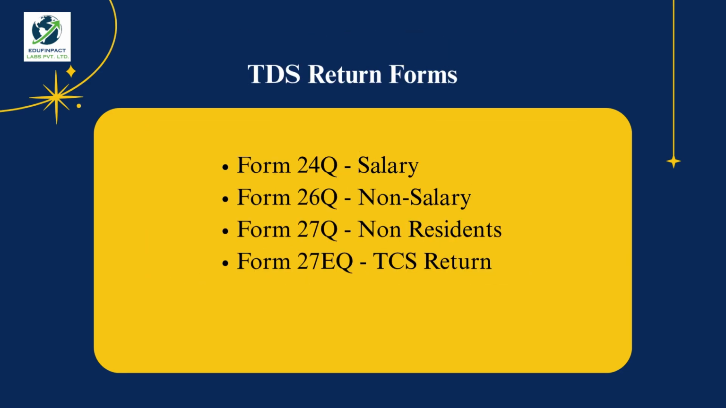Now, which form to fill? 24Q is for salary. 26Q is for other than salary. 27Q is for non-residents. 27EQ is for TCS return.